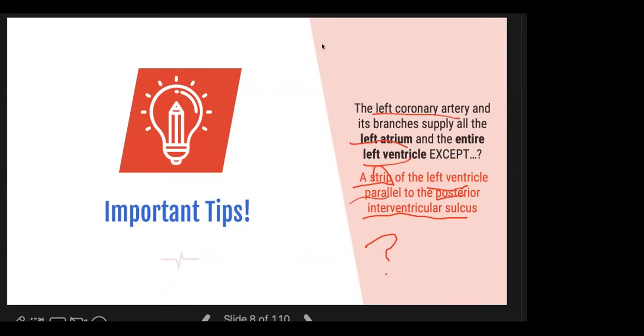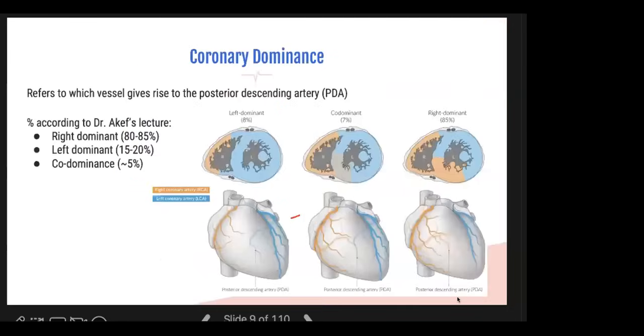Yes, mashallah. So it's going to be the PIA or the PDA. That's going to supply instead, because again, once we talk about the blood supply, 2/3 of the interventricular septum is going to be supplied by the LAD, okay? While 1/3 is going to be supplied by what? The PDA, okay? So the PDA does supply a little bit of the strip of the left ventricle, all right? Okay, so now coming to one of the most important parts of this entire lecture is going to be coronary dominance. So I want everyone to be very clear on this and to understand why it's so significant, okay? So if you guys have any questions, please don't hesitate to ask.